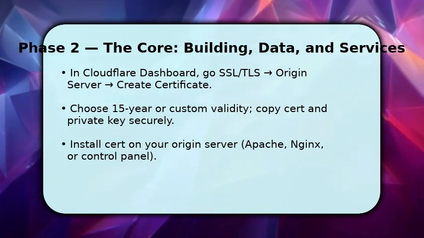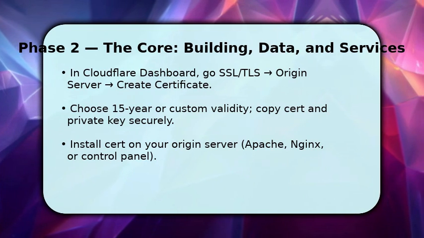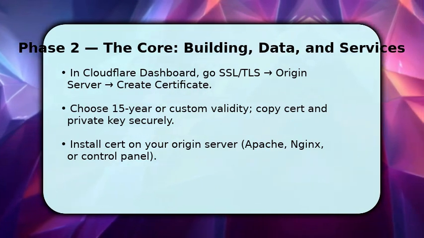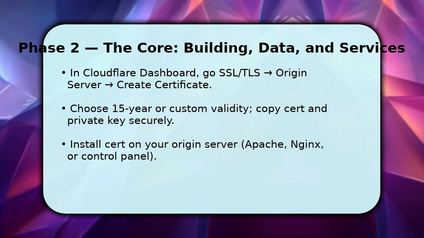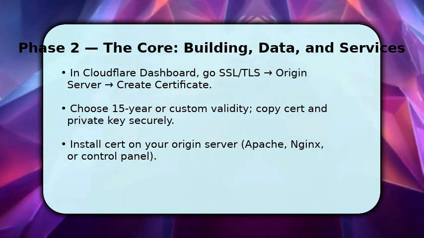Next, install them on your origin web server. Update your Apache vhost or Nginx server block, point to the new cert and key, and restart the server. Make sure your site still responds over HTTPS from the origin before changing modes.